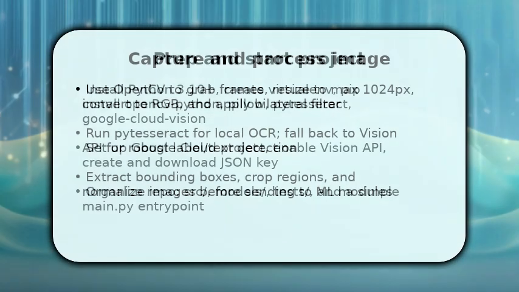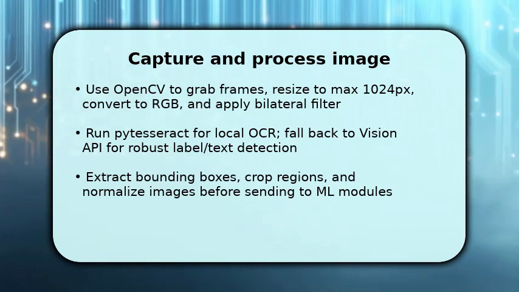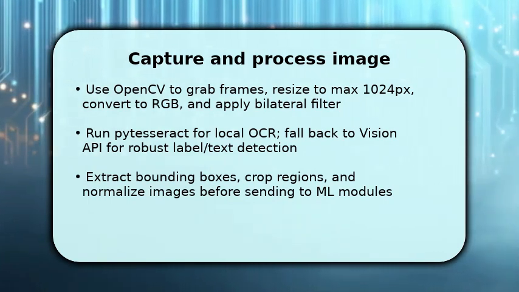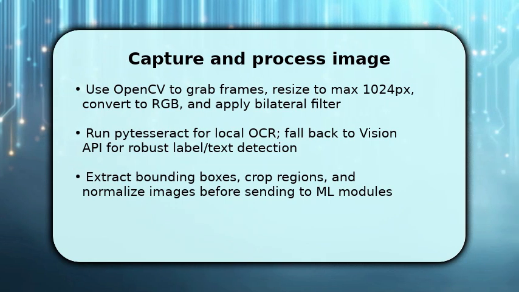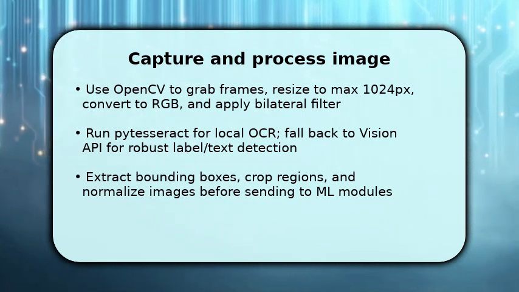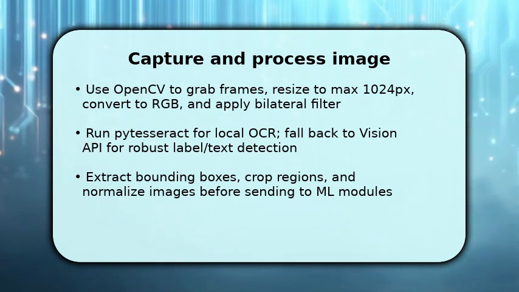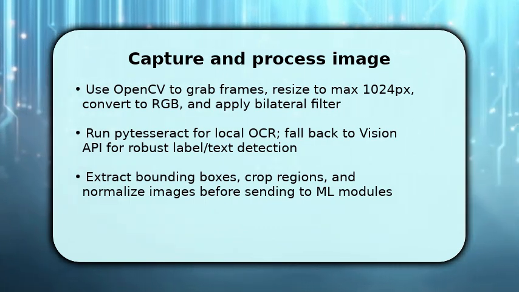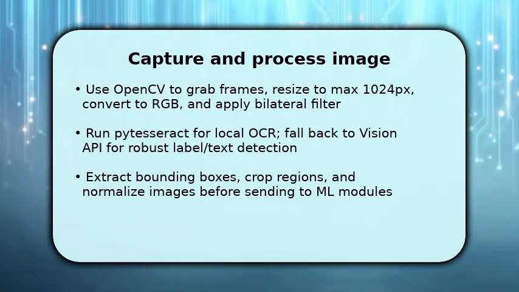You capture frames with OpenCV, resize to a max dimension like 1024 to balance speed and quality, convert BGR to RGB, then apply a bilateral filter for denoising. Next, run PyTesseract for quick local OCR. If results are weak, send the cropped region to Google Vision for text and label detection. This two-tier approach saves API quota and improves accuracy.